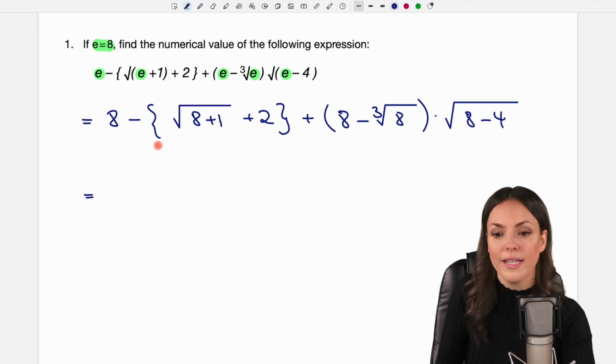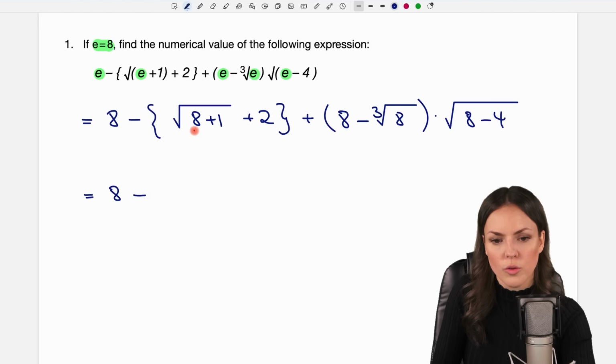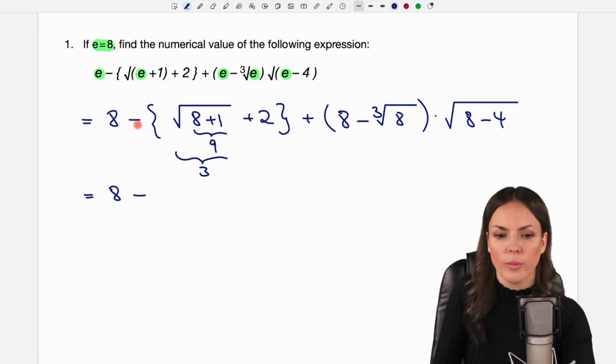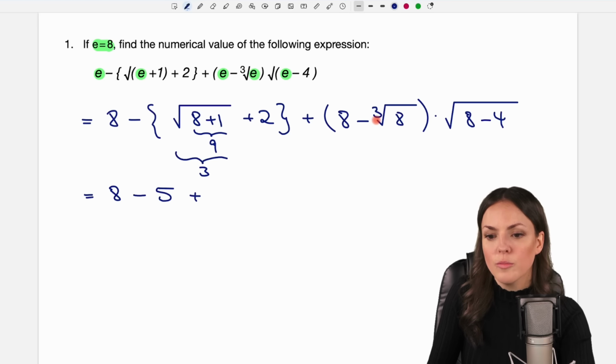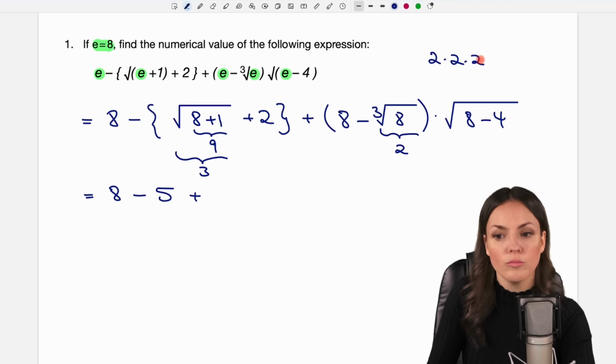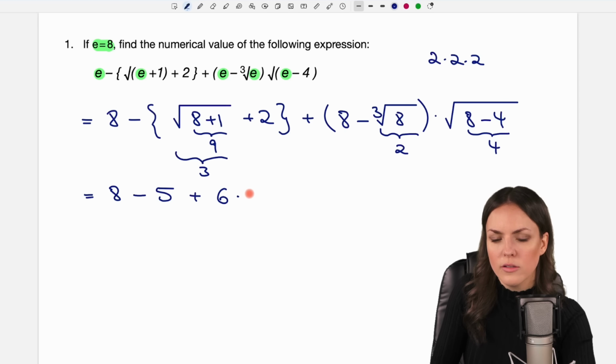Okay, let's simplify this. We have the 8 here minus. Inside our braces here, we have the square root of 8 plus 1, so the square root of 9, which equals 3. So we have 3 plus 2 in here, which equals 5. So we have minus 5. Then we have the plus 8 minus. The cubed root of 8 equals 2, because 2 times 2 times 2 equals 8. 8 minus 2 just equals 6, and then we multiply it by 8 minus 4 equals 4. The square root of 4 is 2.